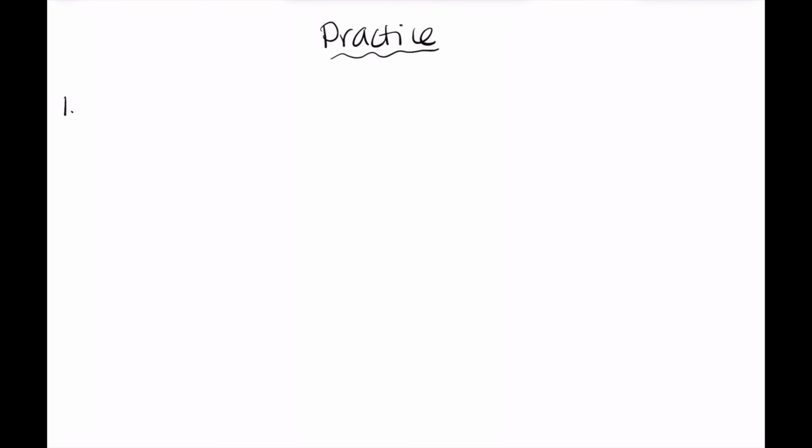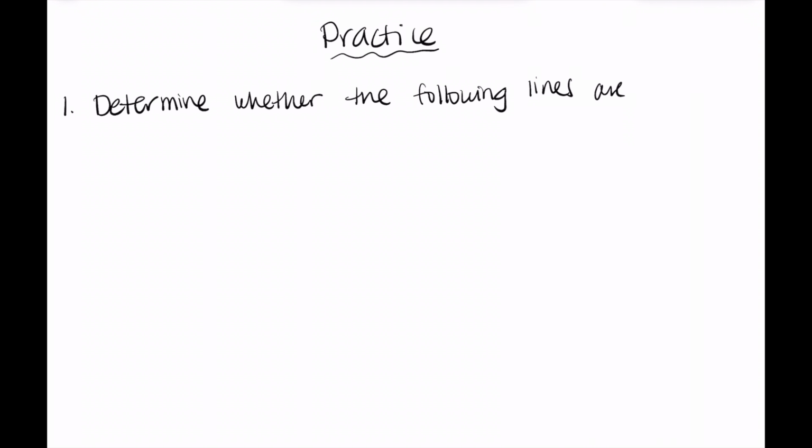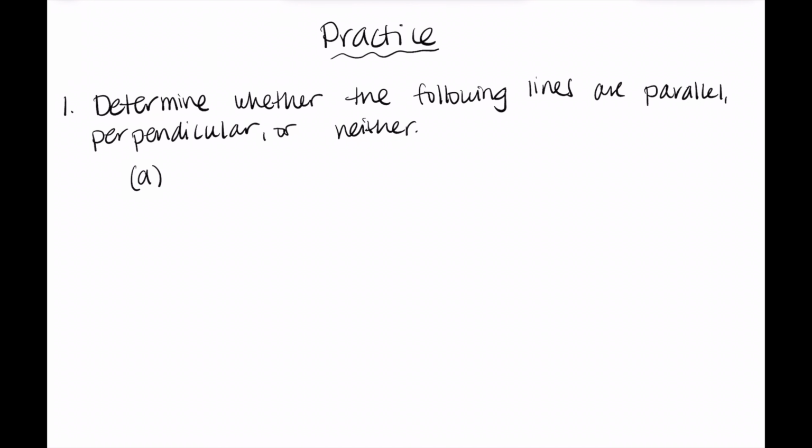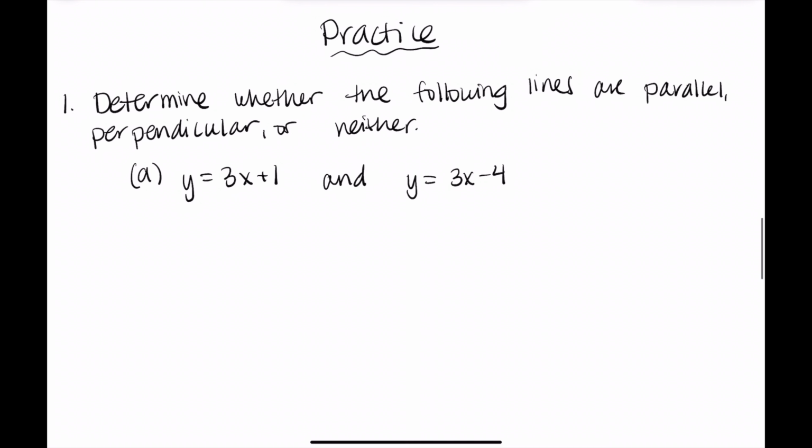So let's get into some practice questions in order to understand these topics and concepts. The directions for our first practice question say to determine whether the following pairs of lines are parallel, perpendicular, or neither. We have two equations here: y equals 3x plus 1 and y equals 3x minus 4. Using the definitions we just went over, we want to see if these two lines are parallel or perpendicular.